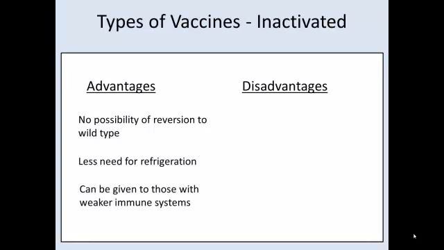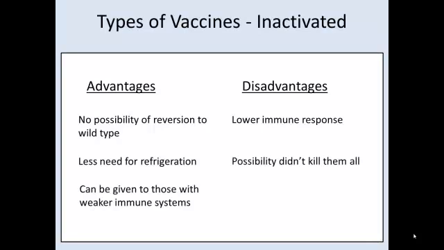Now, for the disadvantages. You have a lower immune response. Because the pathogen isn't replicating within your system, your immune system doesn't take it as seriously. And so you have fewer memory cells produced, and you have a lower immune response. Oftentimes the immune response is still plenty, but you are getting a lesser immune response than you do from the attenuated vaccine.